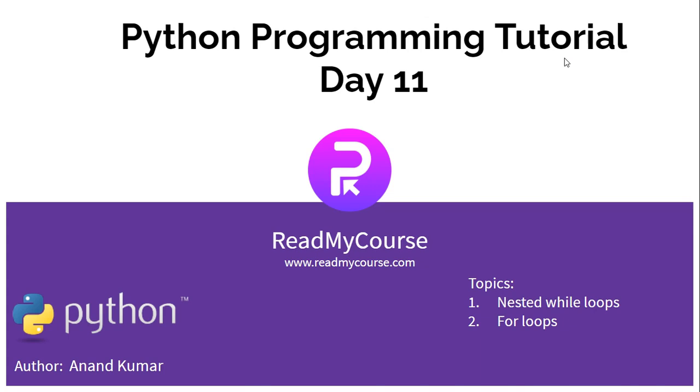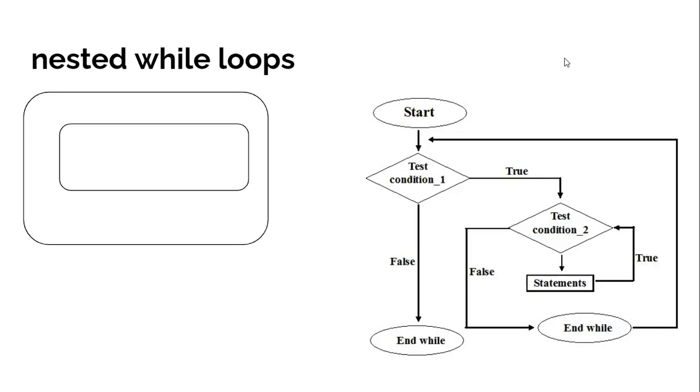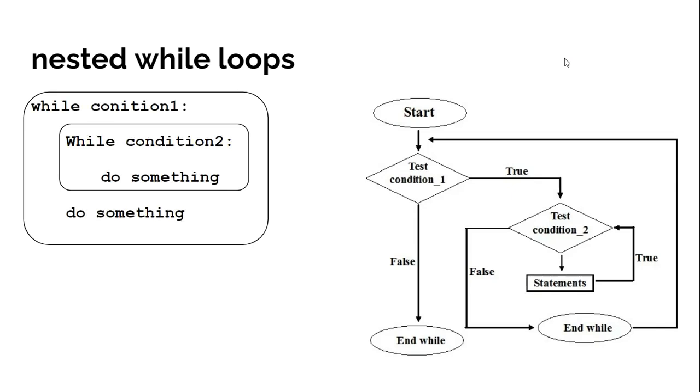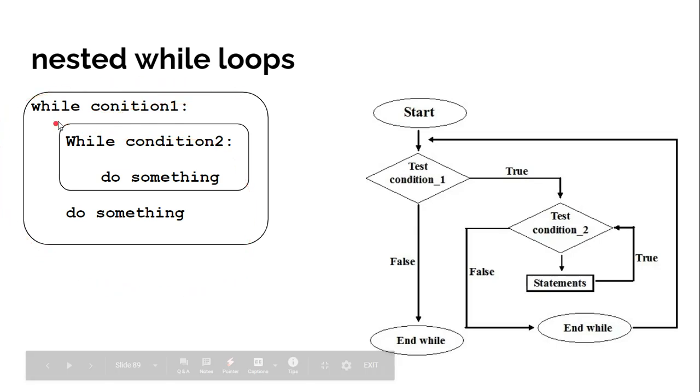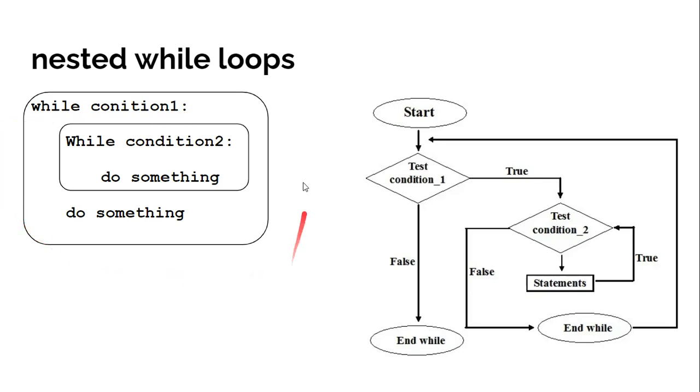So first is the nested while loop. We'll have two loops: one outer loop and one inner loop. In the outer loop we will have one inner loop. That's why we call it nesting. If you see this code, you can see that we have one while loop that is outside, and here we have one inner loop. So that's why it is called nesting.